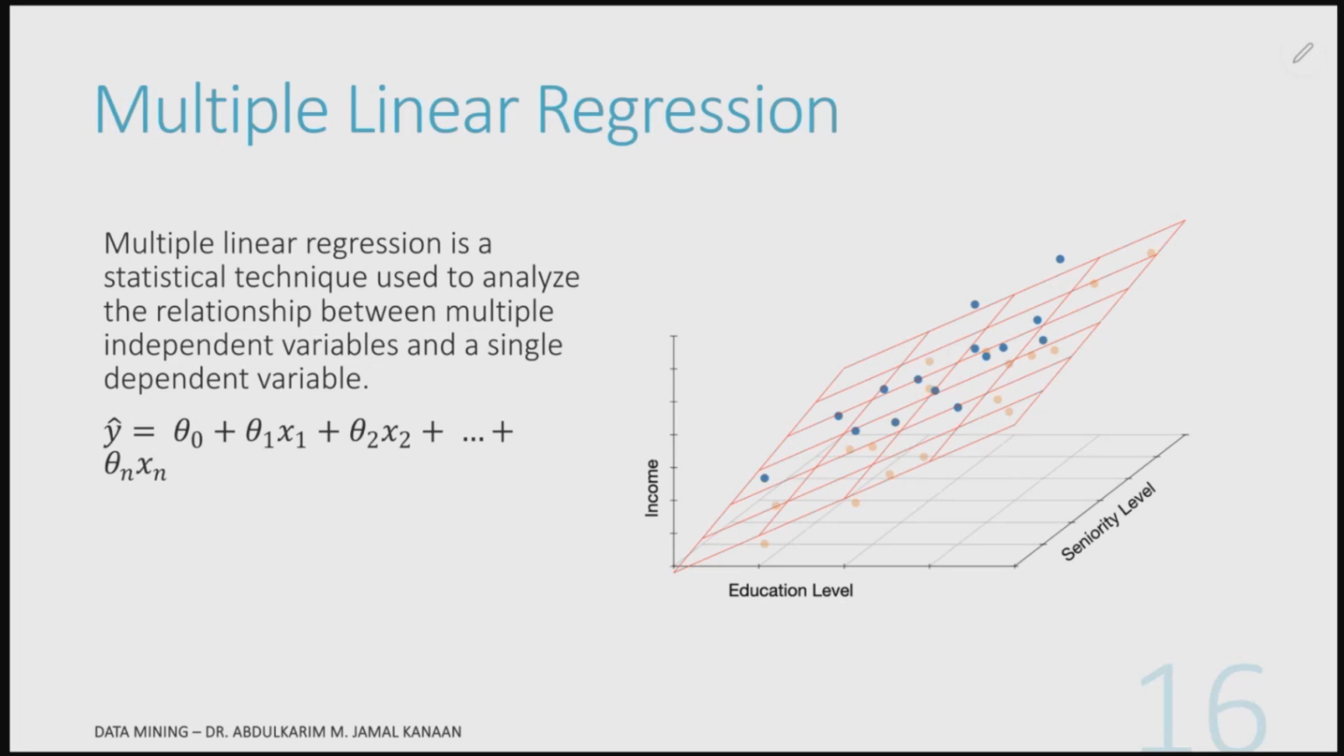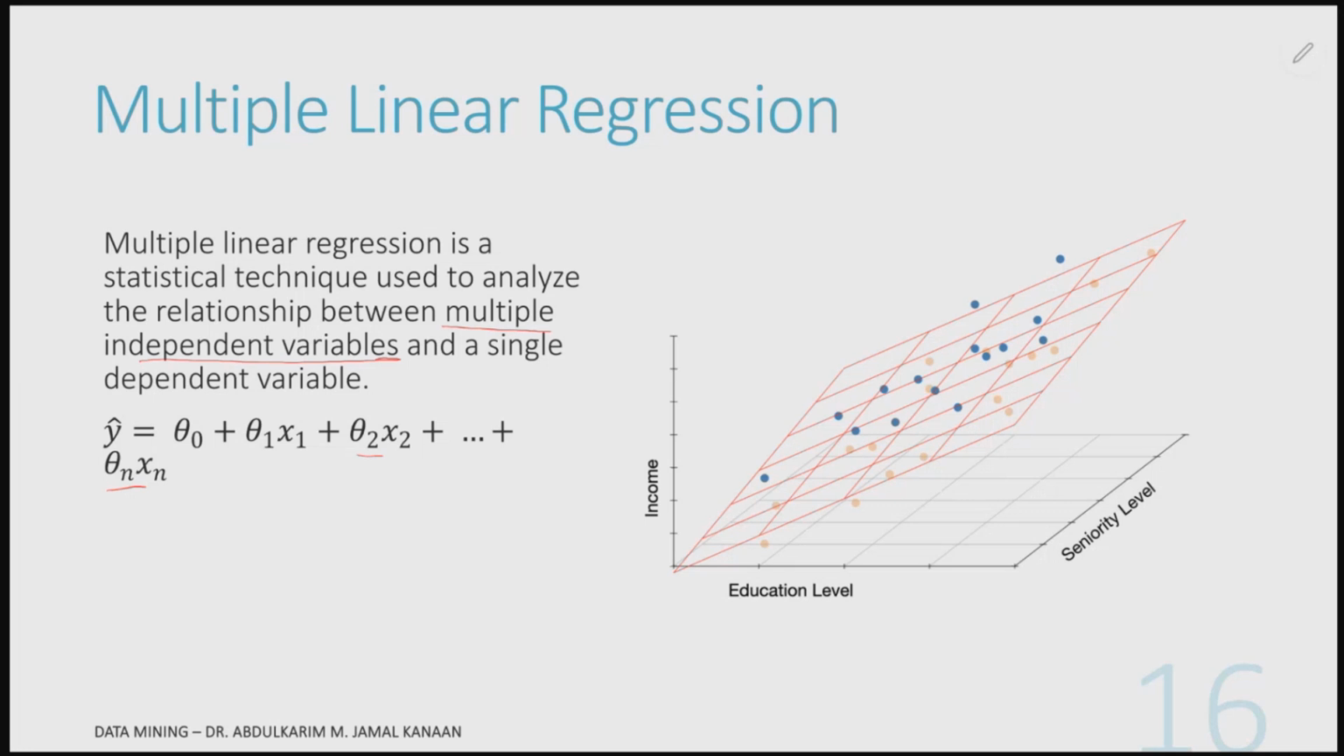So for multiple linear regression, we're looking for more than theta 0 and theta 1. We're looking for theta 2 since we have x2, theta 3, until theta n. This is where you try to analyze the relation between multiple independent variables. So remember, what do we mean by independent variables? What is an independent variable, we said?